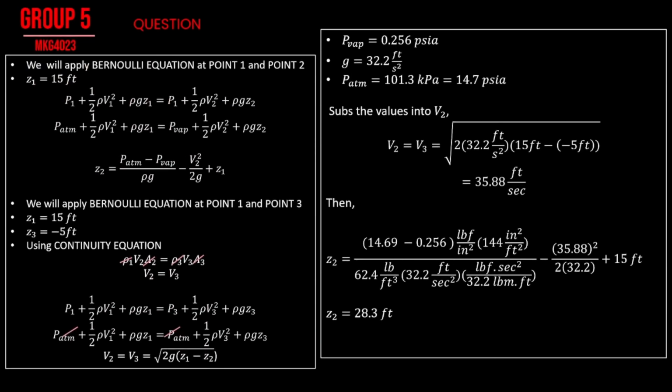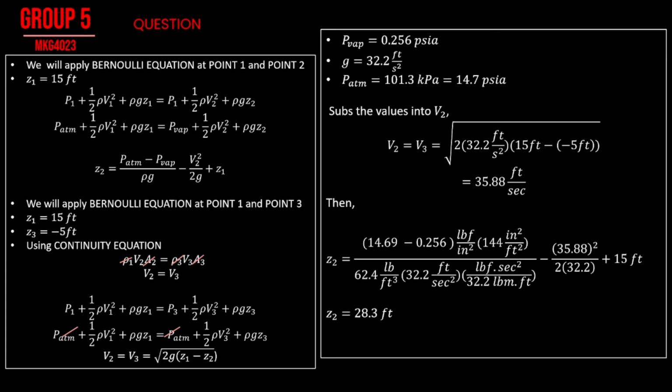Next, we will apply the Bernoulli equation at point 1 and point 2, Z1 equals 15 feet. So, we simplify the equation, then we get Z2 equals (P_atm minus P_vapor) over rho g, minus V2 squared over 2g, plus Z1. Then we will apply the equation at point 1 and point 3. Z1 equals 15 feet, Z3 equals negative 5 feet. Using the continuity equation, we get V2 equals V3. So we again simplify the equation: V2 equals V3 equals the square root of 2g times (Z1 minus Z3).